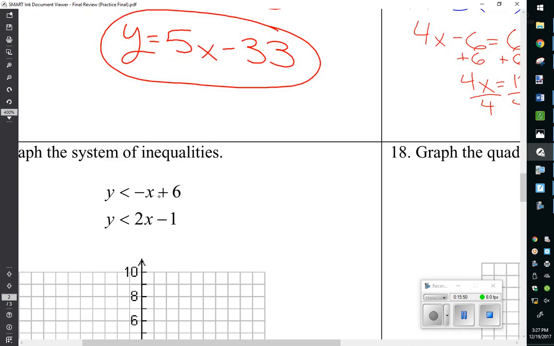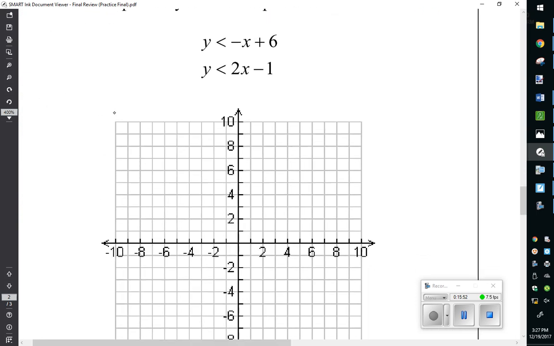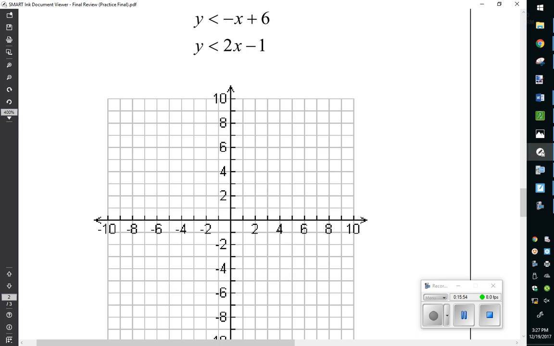That's 16. Number 17, graph the system of inequalities. Y is less than negative x plus 6. We're graphing this thing. Plus 6 is my y-intercept. My slope is negative 1, so I'm down 1, right 1, down 1, right 1, down 1, right 1. On this one in particular, it is just a less than sign. It's not equal to, so I'm not going to make a solid line. I'm going to make a dashed line.